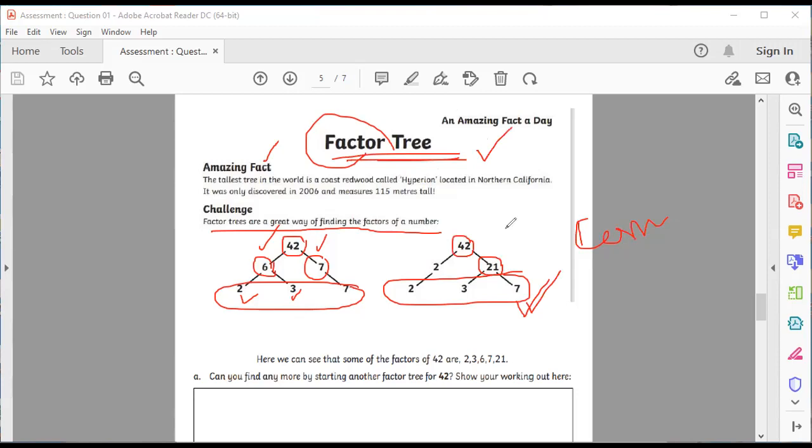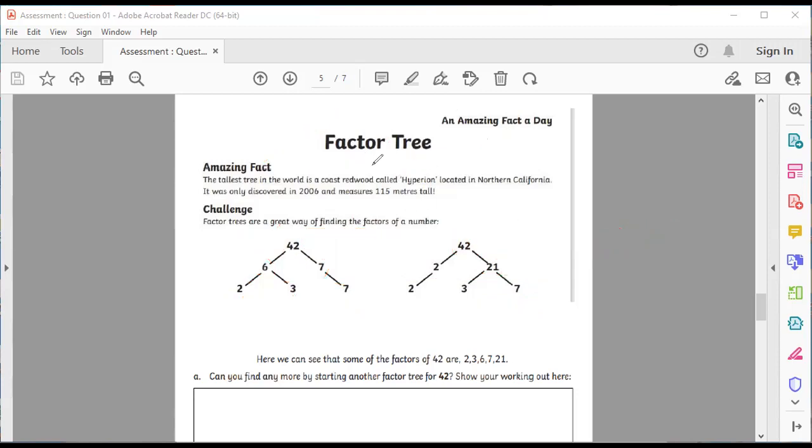So let's see. Why do they actually call it a factor tree? A tree is supposed to be like that, isn't it? What do you think? Why is this going downwards? The roots. Correct, the roots.